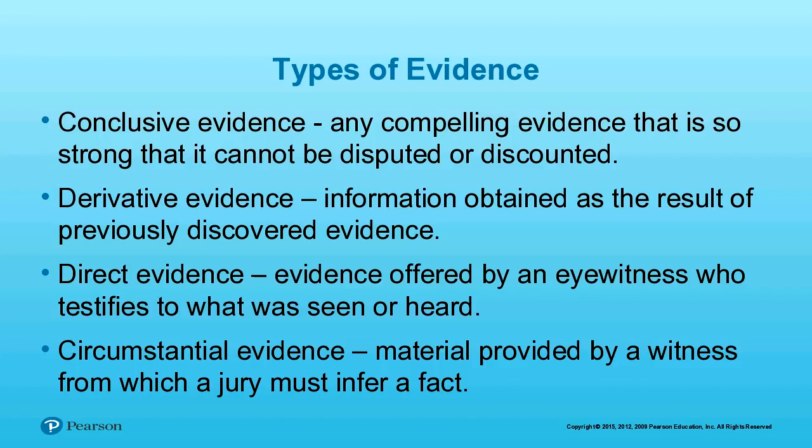In this video, we are going to discuss types of evidence. So the first type is conclusive evidence, and that's the type of evidence that can't be disputed. For example, we've been talking about Dylan Roof, who was the Charleston church shooter, and he gave a videotaped confession. That would be an example of conclusive evidence.